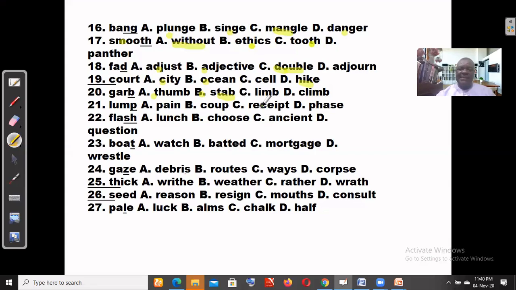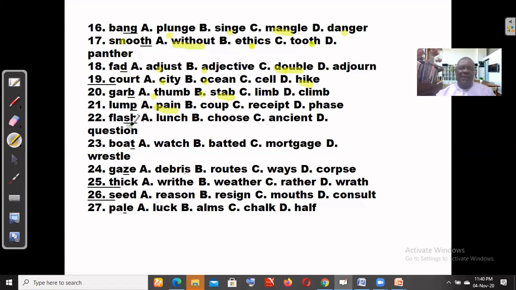P is silent in receipt, which is C. Even though we have P in receipt, P is silent. P is silent also in face, even though we have PH. PH is pronounced F in face. So it is only in pain that we find the sound of P. So we pick option A.